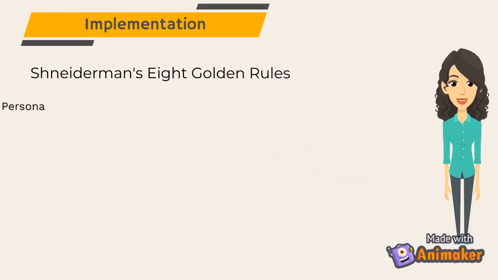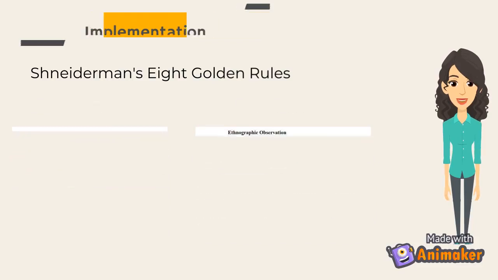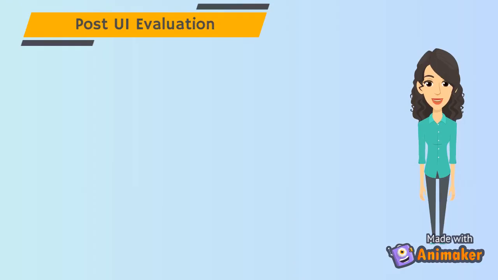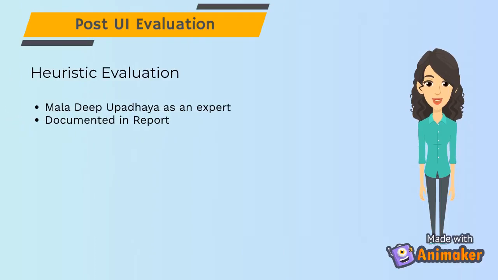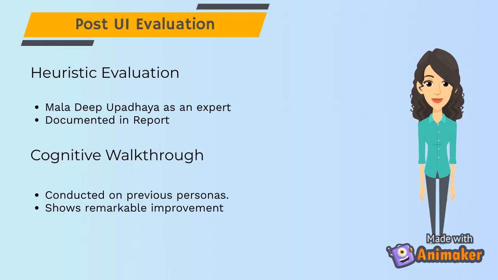After implementing these principles, the user persona and ethnography was also done in great detail and has been documented for the final report. Finally, after analyzing the feedback from the prototype and developing UI following the design principles, we requested Maladev Dai to conduct a heuristic evaluation considering him as an expert. The conclusions were thoroughly documented. We also did the cognitive walkthrough in the UI that we made and also in the original UI of eSeva. The difference and improvement in the UI were remarkable, which we tested on the person whose user persona we had created.